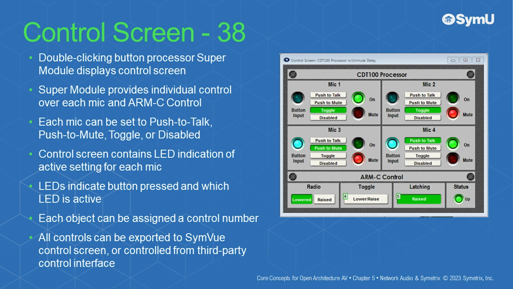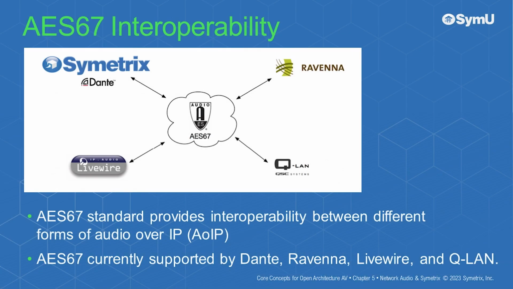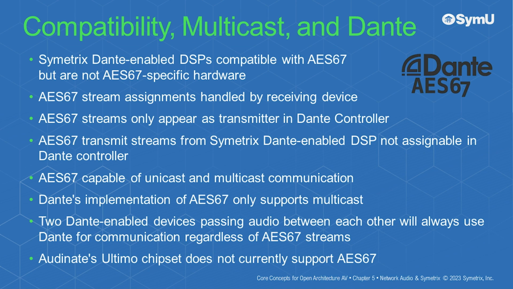The AES67 standard provides interoperability between different forms of audio over IP. AES67 is currently supported by Dante, Ravenna, Livewire, and QLAN. Symetrix Dante-enabled DSPs are compatible with AES67, but they are not AES67-specific hardware.